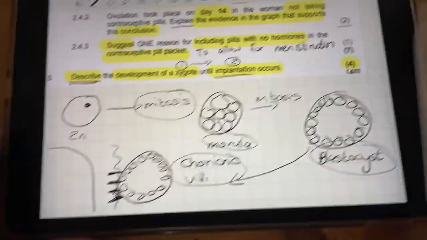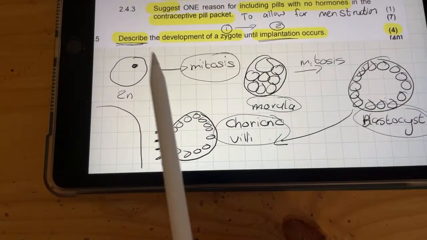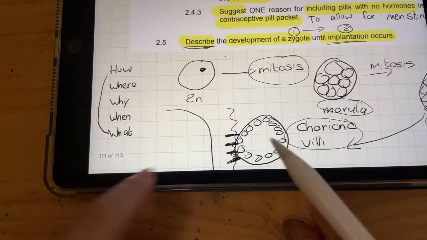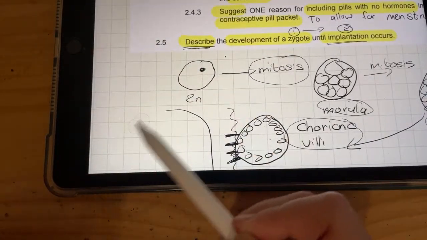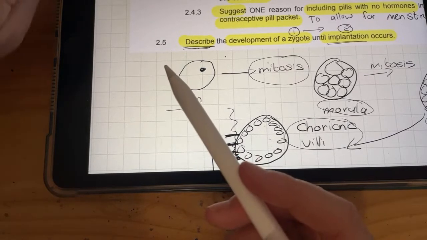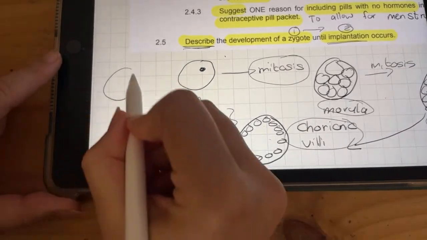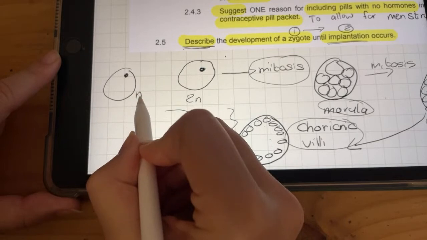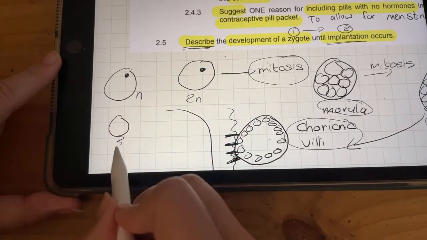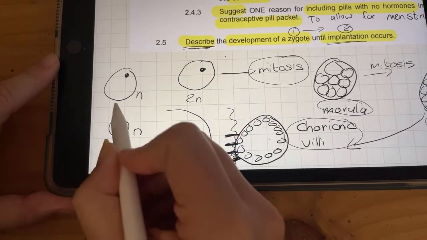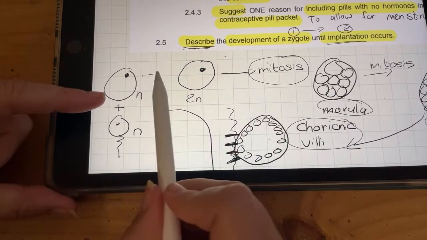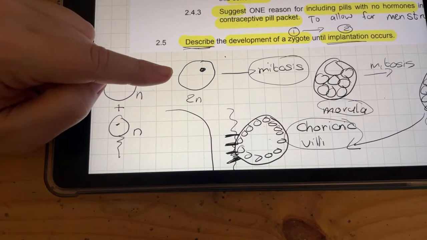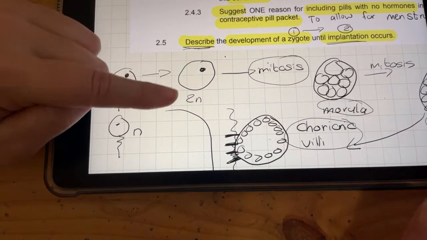Okay, so a zygote. By the way, I left out the part about how to make a zygote because I assumed everybody knew, but just to remind you, this is my egg cell, which is haploid. This is my sperm cell, which is haploid, right? They come together via fertilization and they make a zygote. The zygote is now diploid.